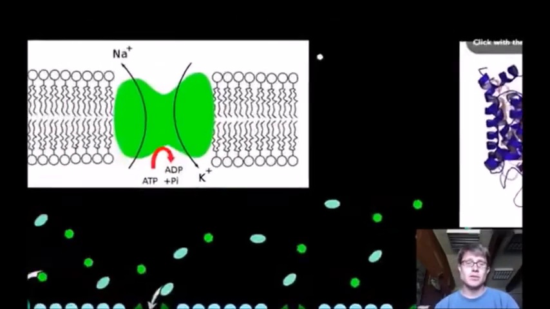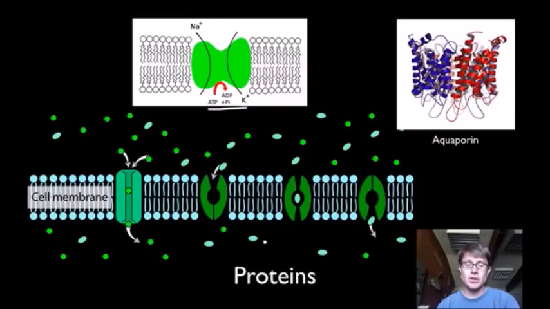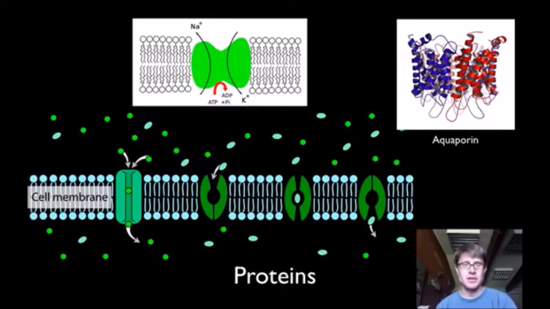And then we can also use proteins to actually do active transport. So this is the famous sodium-potassium pump. And what it's doing is it's cashing in ATP to move sodium to the outside and then potassium to the inside of the cell. And so proteins are important because they allow big things and things with a charge to actually move across.